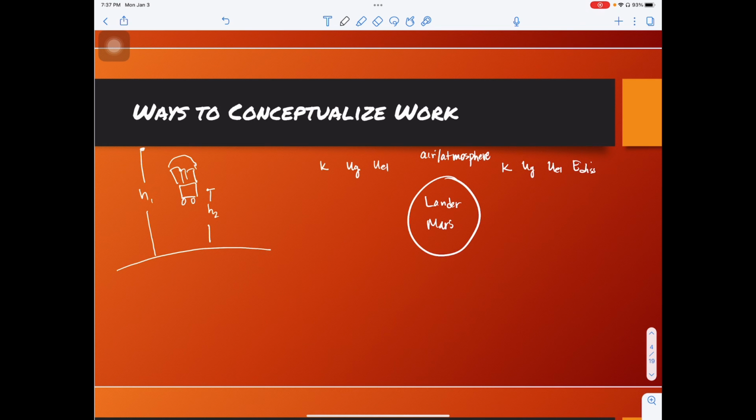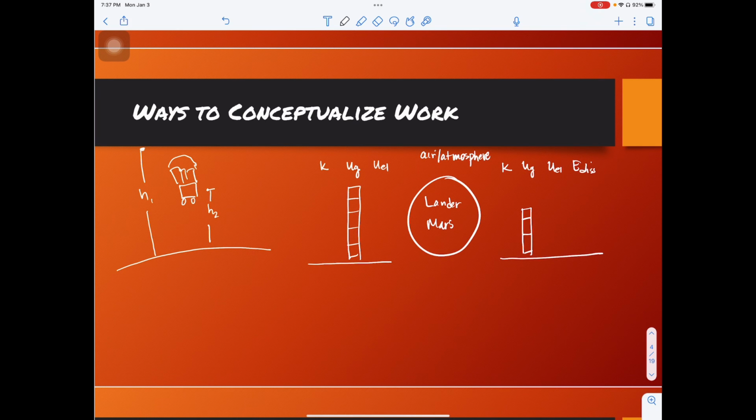So when we think about dropping the lander, at H1, we know that initially it has a certain amount of, I'm putting this in the wrong place, sorry. Initially, it has a certain amount of gravitational potential because it is above the surface. So I'm going to give it 1, 2, 3, 4, 5. And then at height 2, it has less. So I'm going to say that it has 3 bars. I think I usually have a straight line here, so I'm going to do that.